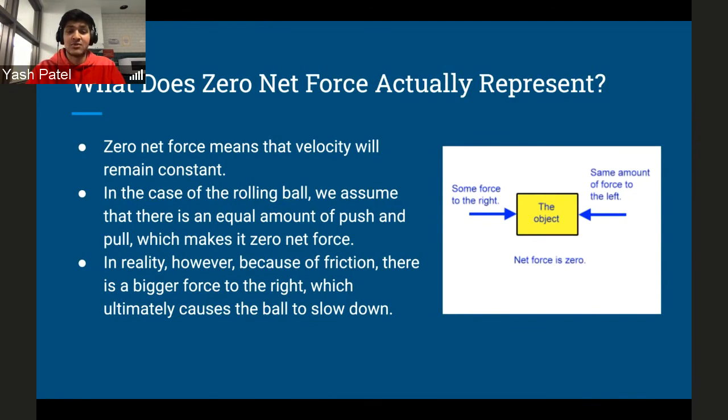In reality, however, because of friction, there is a bigger force to the right, which ultimately causes the ball to slow down. So that was the end of my presentation.